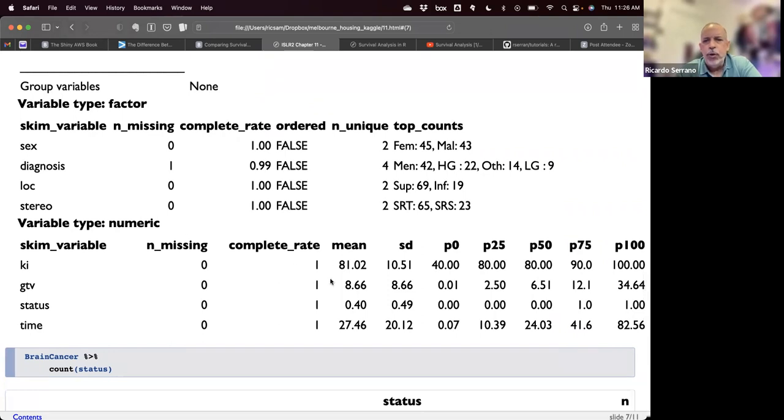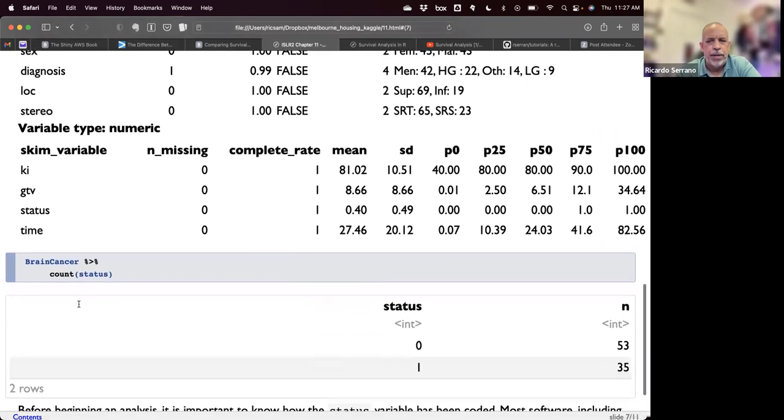Then you have four numeric features. The Karnofsky index, the GTP status, of course. Which is basically a categorical one. It's just numeric here, but status is zero or one. Zero is that they survive. One is that they didn't survive.